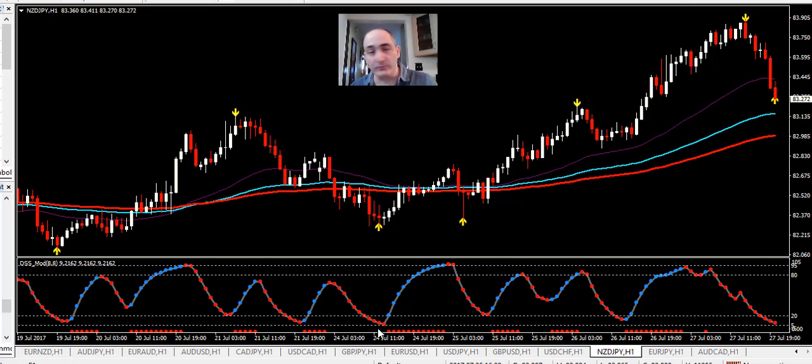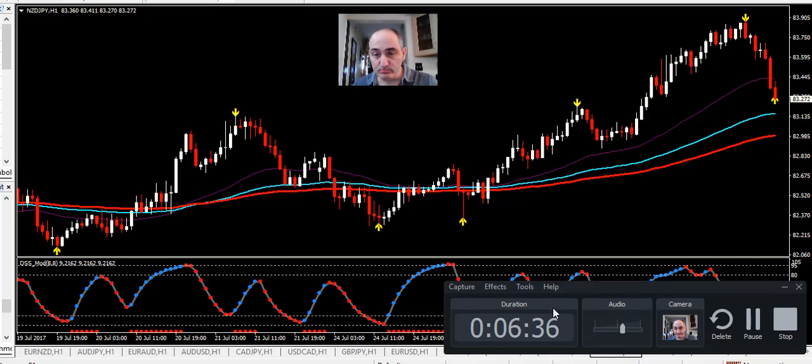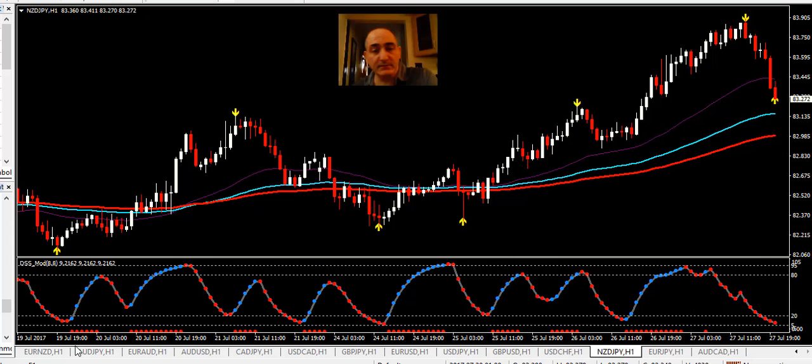So I'm just going to scroll through my charts. That was, in a nutshell, the basic overview of the trading. Now that was the basic overview, so what I'm going to do is scroll through the different currencies that I have down at the bottom that I watch.